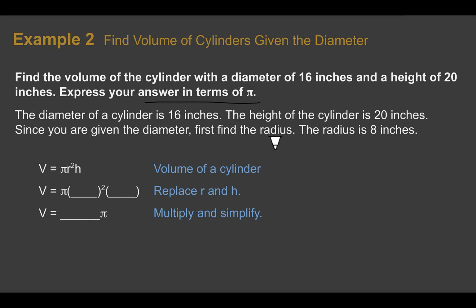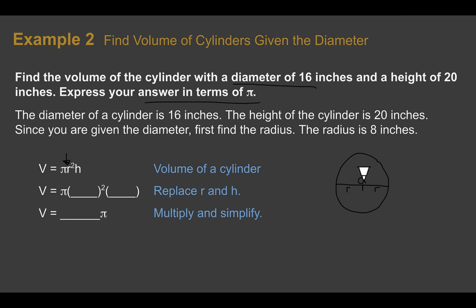So in the last example, we were given the radius, which is what we need for our formula there. We have r to the second power. Here, though, we're given the diameter. So this is where we need to remember our relationship between the radius and the diameter. The diameter of a circle is all the way across, whereas the radius is only halfway.